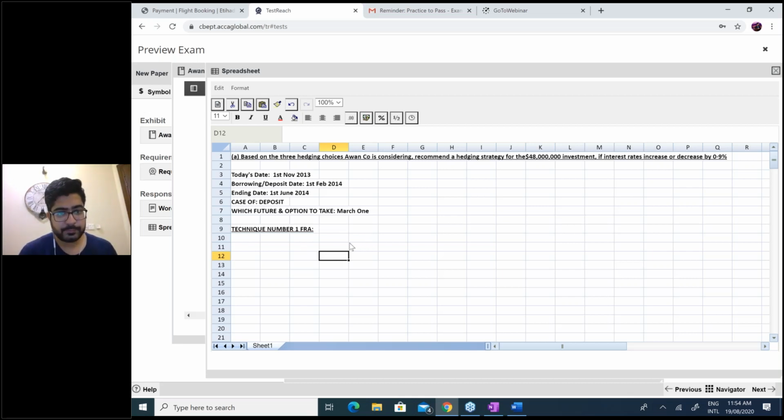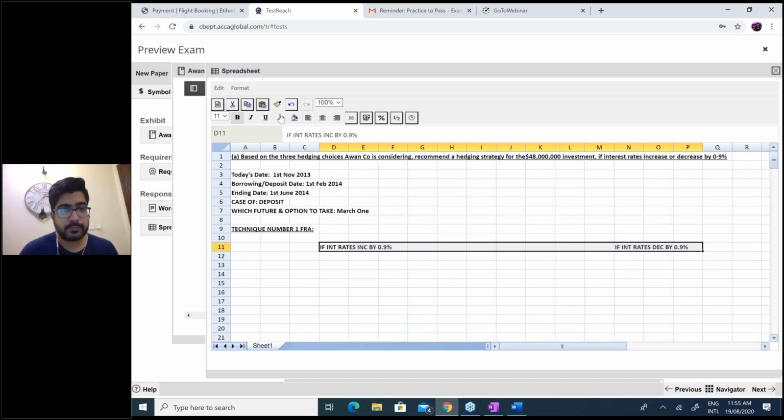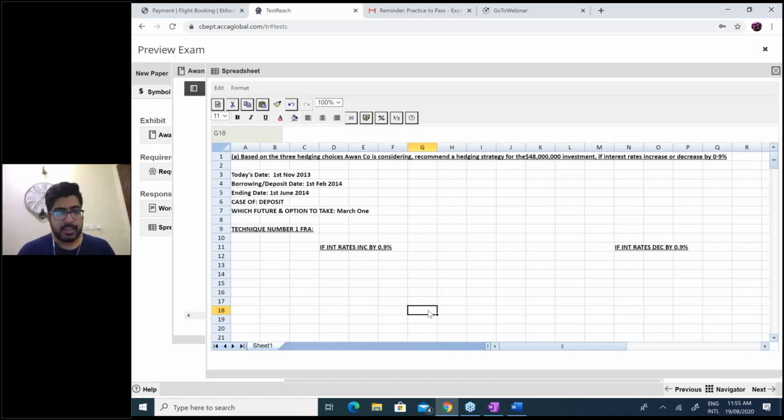There are 2 cases in the question. If interest rates increase by 0.9%, and if interest rates decrease by 0.9%, you can check the requirement. It's written above, based on 3 hedging choices. The one is considering recommend hedging strategy for 48 million investment if interest rates increase or decrease by 0.9. You have to answer 2 things: if interest rates increase or decrease by 0.9. Okay, let's make the format of FRA.